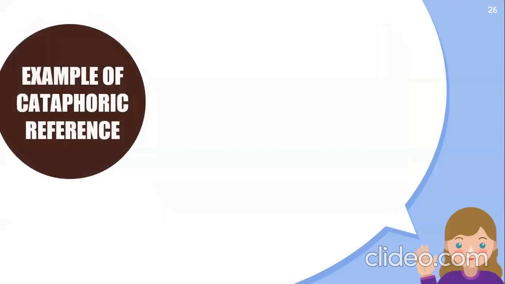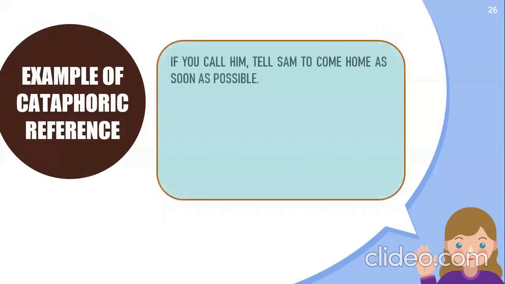Now let us understand the opposite of anaphoric reference, that is cataphoric reference. In cataphoric reference, we use the pronoun in order to refer to a person or some other object that we will be talking about in the latter part of the sentence or in the future. Let us understand with the help of an example. Here I have the sentence: if you call him, tell Sam to come home as soon as possible. The pronoun "him" is used in order to refer to Sam, whom we introduced in the second part of the sentence.